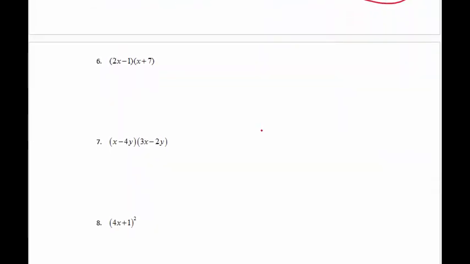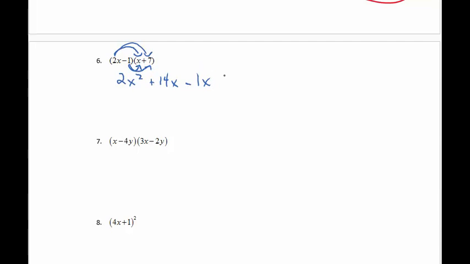Okay, so that little trick's not going to happen with the next one. You'll get the middle term. So let's go ahead and FOIL. 2x times x, 2x squared. That's what I get when I do that one. And then 2x times 7, plus 14x. Negative 1 times x, negative 1x. Negative 1 times 7, negative 7. Okay, and in this case, you can see there's my like terms to give me an answer of 2x squared plus 13x minus 7. Okay, and that's my answer.